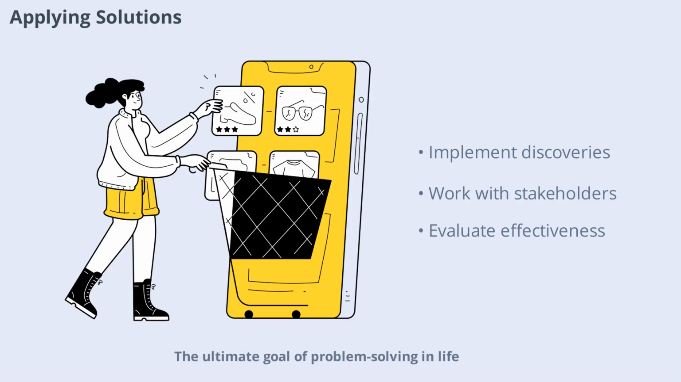The ultimate goal of problem solving in life sciences is to apply solutions in real-world contexts. This might mean developing new medicines, improving agricultural practices, or protecting endangered species. Implementation requires teamwork, resources, and ongoing evaluation to ensure effectiveness.